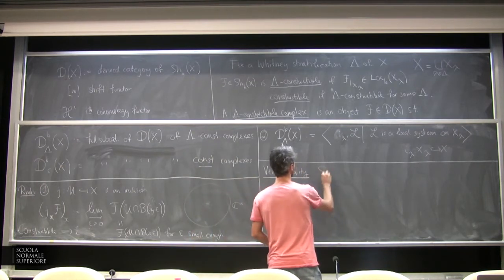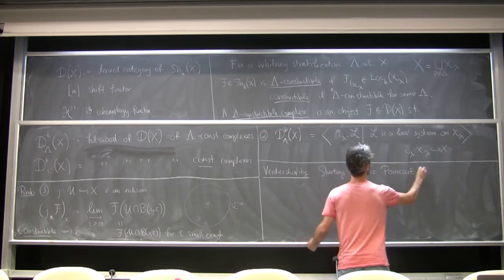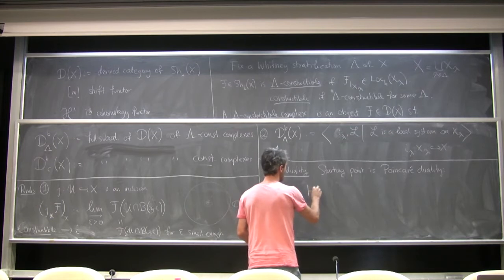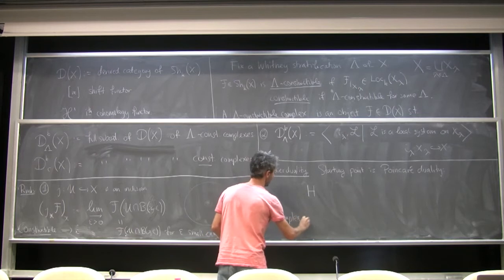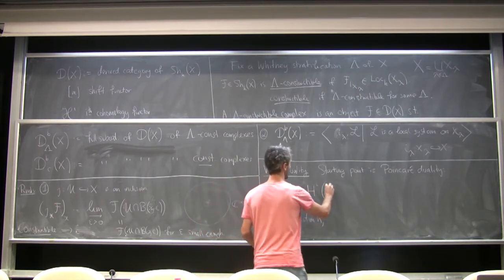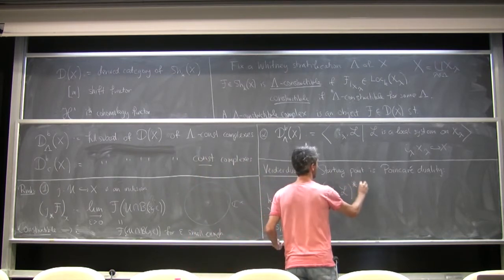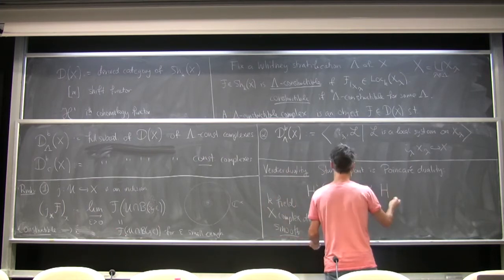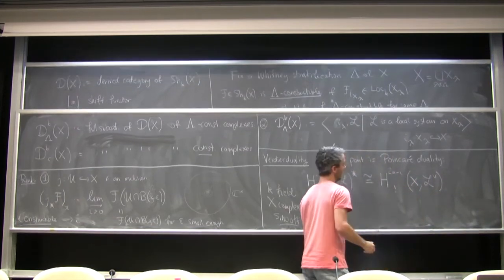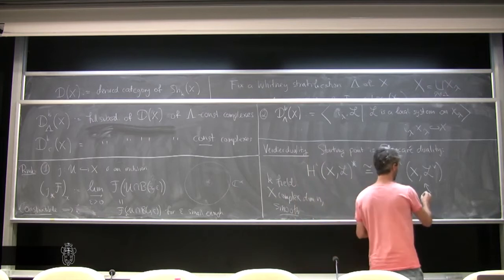So the starting point is Poincaré duality, which says that if we have X of complex dimension n, and we assume it's smooth, then Verdier duality says, and let's say K is a field, that we have a canonical isomorphism, where this is funny notation for cohomology with compact supports. And I will try and explain later why I want to use this notation in the course.